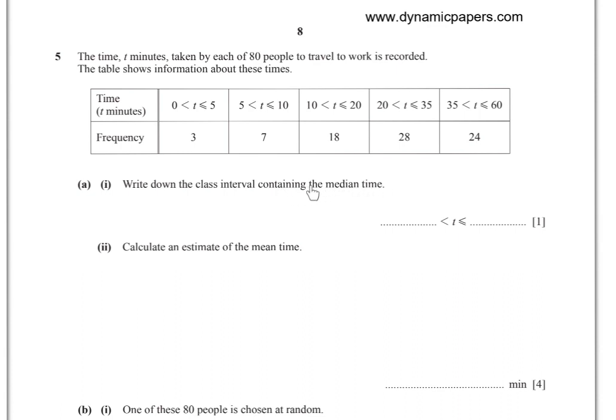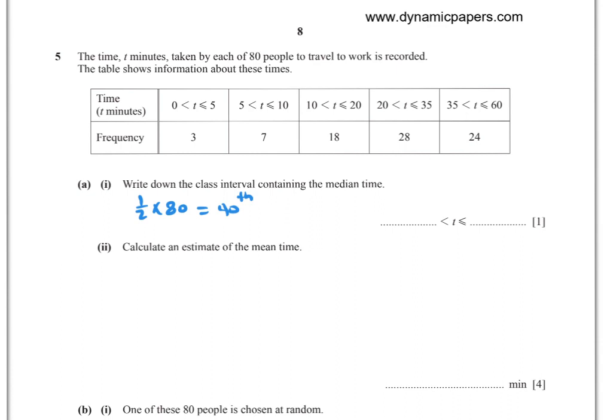To find the class that contains the median time, we need to find the order for the median time. To find the order, divide the total frequency by 2, or multiply by half. So half times 80 equals 40. So the order for the median is 40. Which class contains the median?